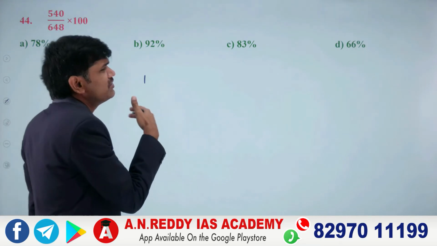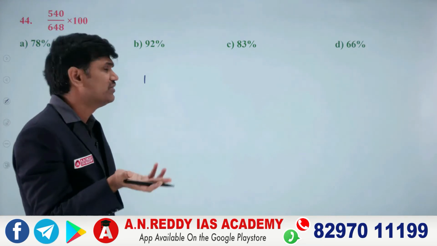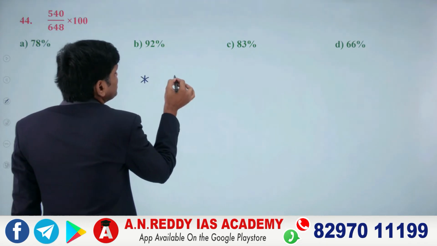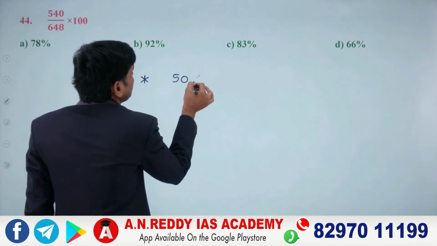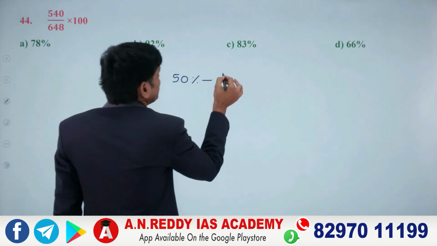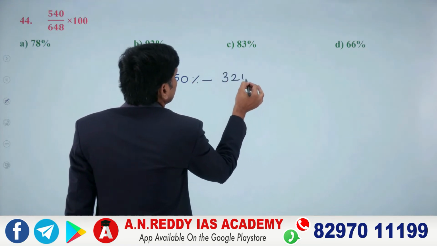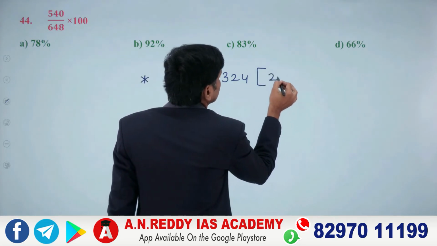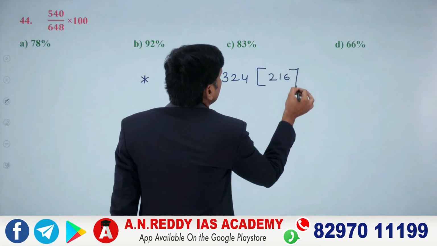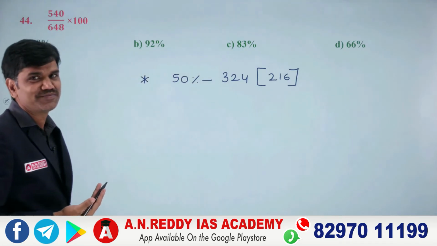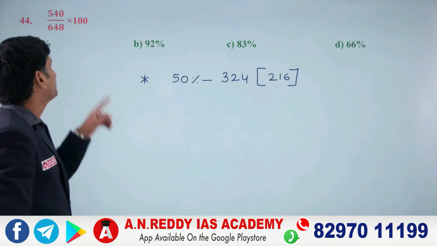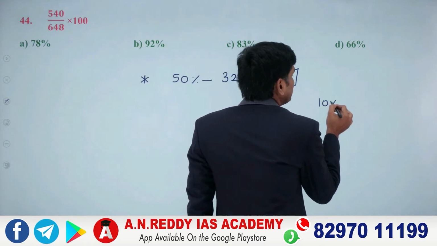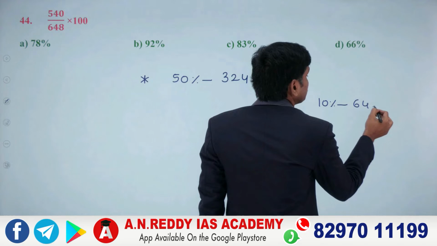As all the options are around 60, 70, 80, 90 only, I'll directly go to 50%. From there I will start thinking. 50% of 648 will give you 324. To reach 540, you have to travel how much more? 216 more. How much percent can I go for? Can I go for 10%, 64.8? Yes, definitely. 10% I can go for, 64.8.